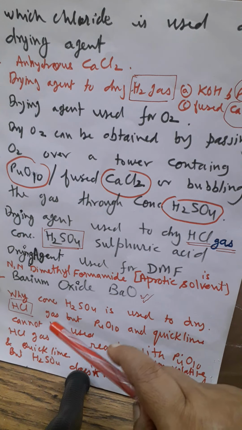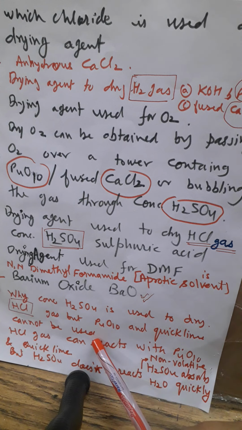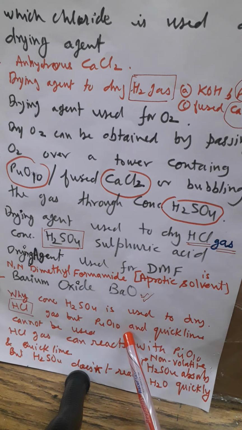Now why is conc H2SO4 used to dry HCl gas, but P4O10 and quicklime cannot be used? See, P4O10 and quicklime both will react with HCl, so they cannot be used. They react with the mixture which has to be dried. If it reacts with it, how can it dry? It will form different products. HCl can react with P4O10, and conc H2SO4 and HCl are both acids, so conc H2SO4 is used to dry HCl gas.